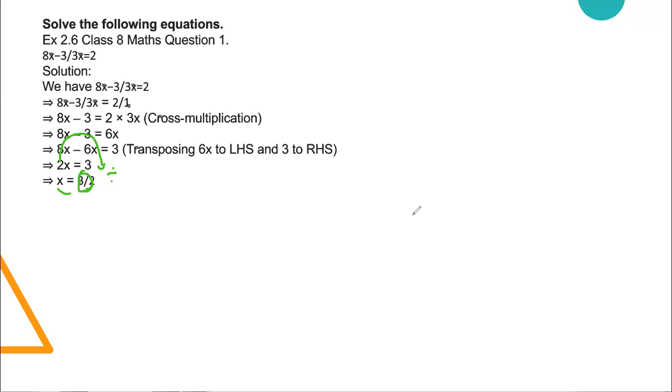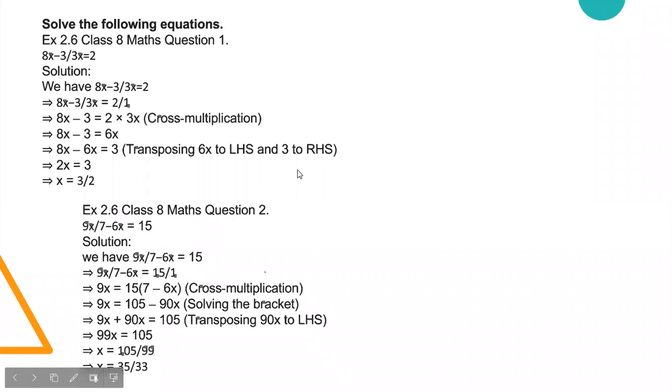I hope that was quite interesting to solve with me. Let's move on to question number 2. Here I have question number 2 displayed for you. Question number 2 says 9x/7 - 6, that is equal to 15.